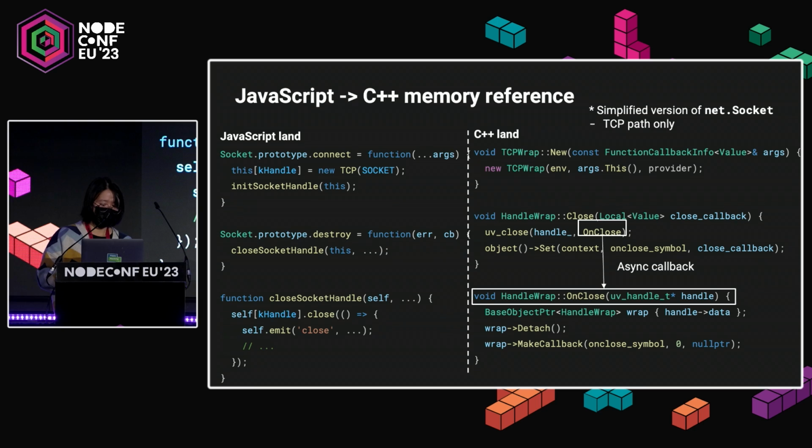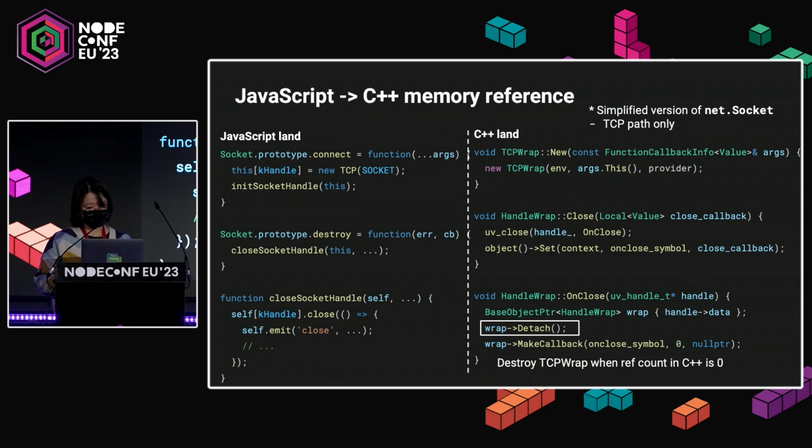And then finally, when libuv finishes closing everything, the onClose native callback is invoked, and that detaches the TCP wrap from the C++ heap. So when the reference count of that reaches 0 in C++, the TCP wrap would be destroyed. And when the C++ object is gone, the strong reference to the JavaScript land thing is also gone, so that only references from the JavaScript land will keep the handle alive.